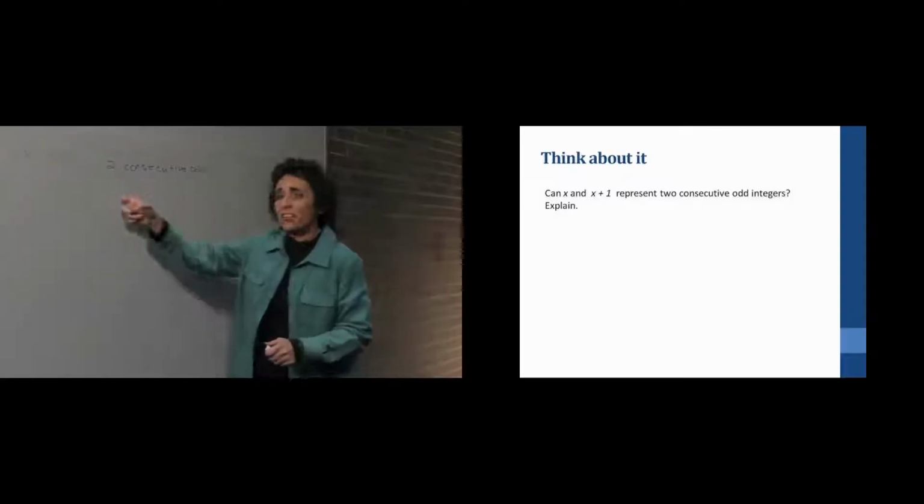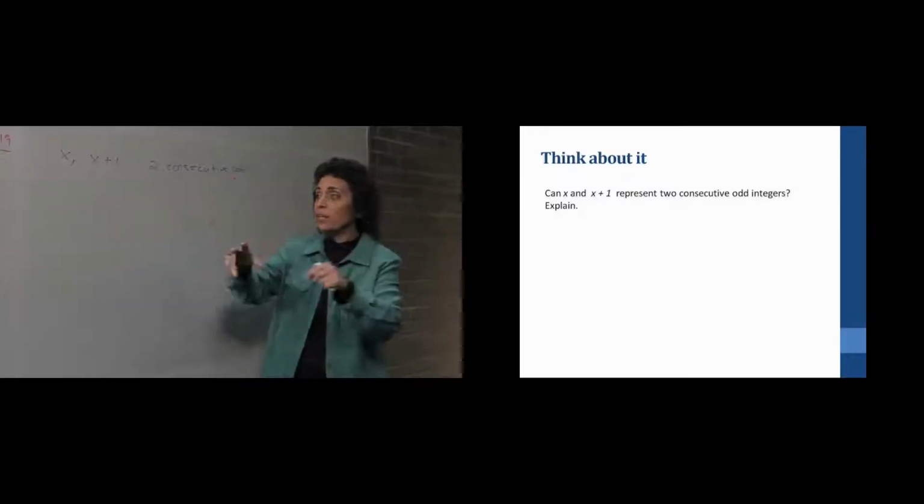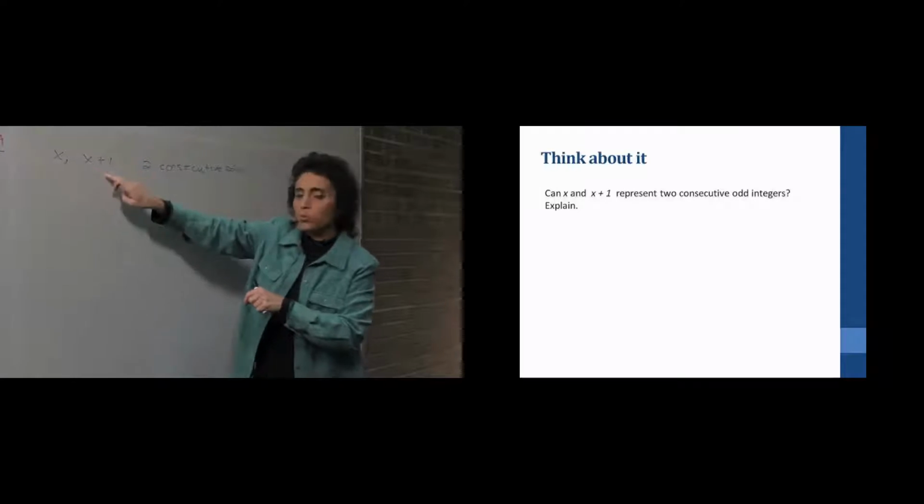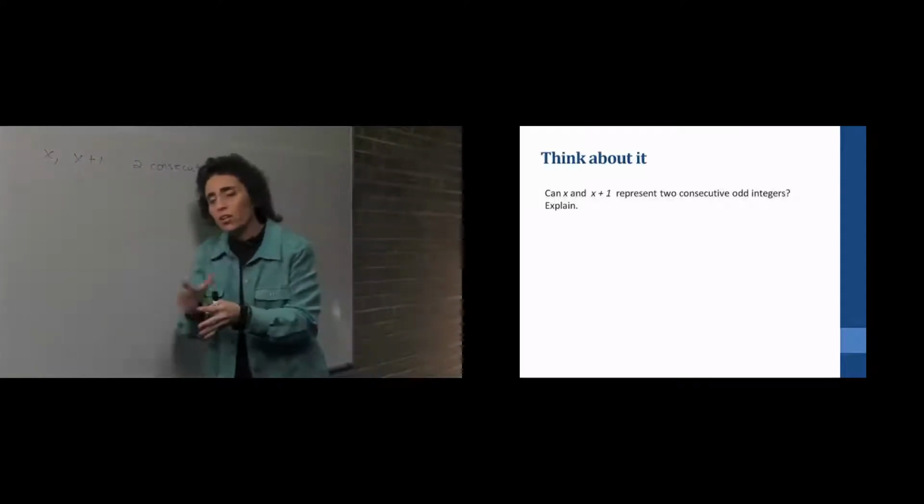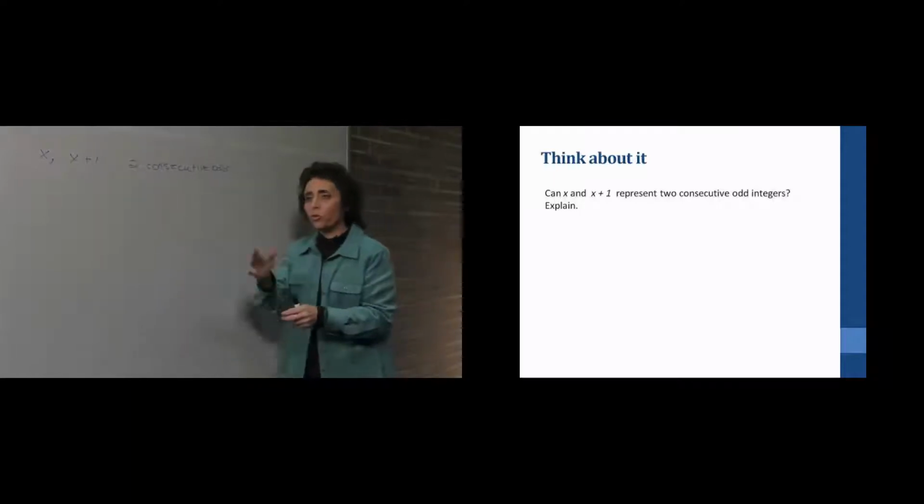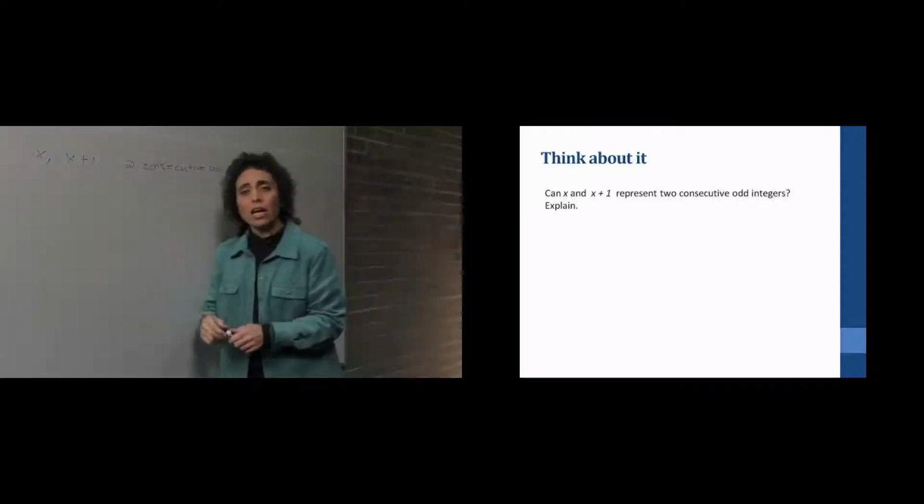All right, let's take a look at this. This one says to think about it. We want to know if x and x plus 1 could be two consecutive odd integers. Now, just take a second to think about that and write down what you think in your workbook, because you'll find that this problem, and then hit the video to continue.